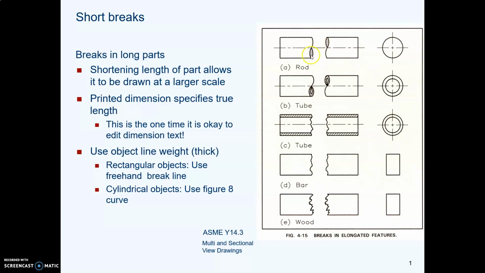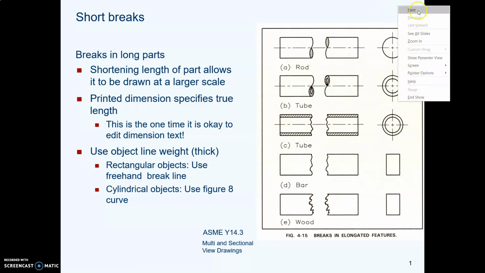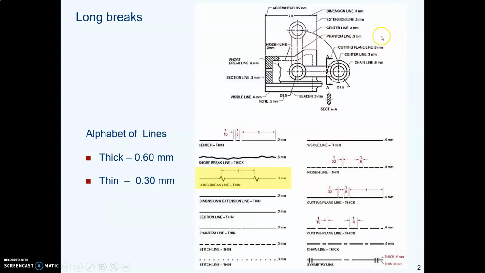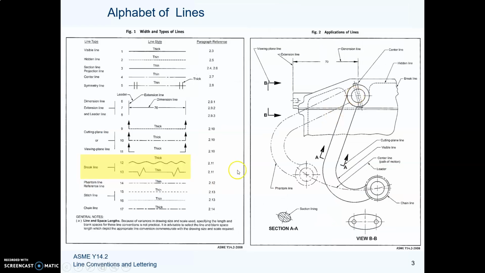Notice that the place where they broke the thing, it uses a thick line. It uses an object line, whether we've got a squiggly break line in a round thing or a zigzag break line that just looks like a bite. Now you can also make a long break line with this homemade zigzag thing in it.